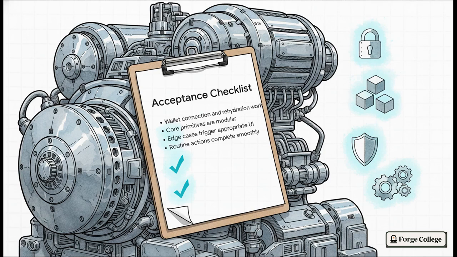Second, those 4 core primitives must be modular and documented. I should be able to just copy-paste them. Third, edge cases have to trigger appropriate UI states. If I reject a signature, the app shouldn't just crash. It needs to tell me the signature was rejected. And fourth, routine actions like single mints, transfers, and batched operations must complete without any blocking bugs.